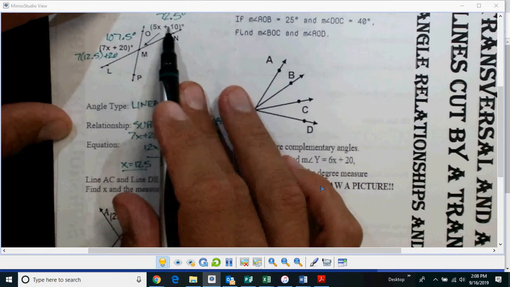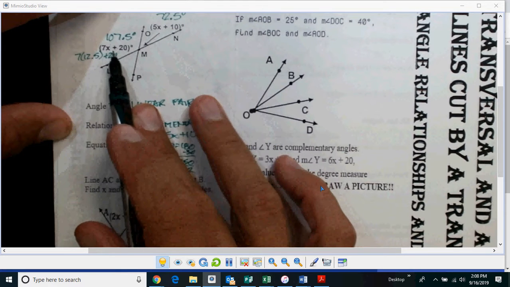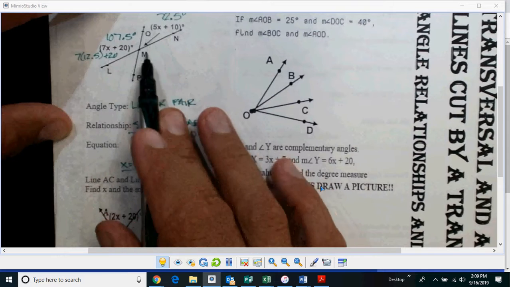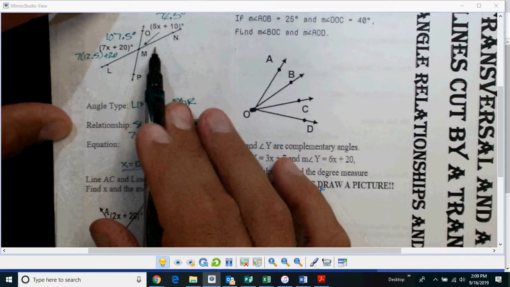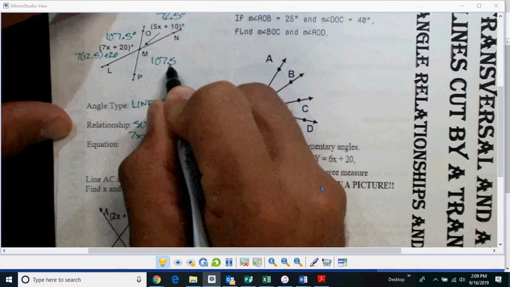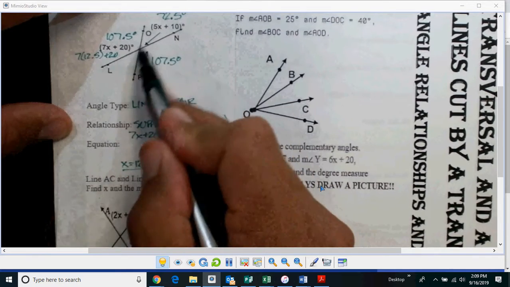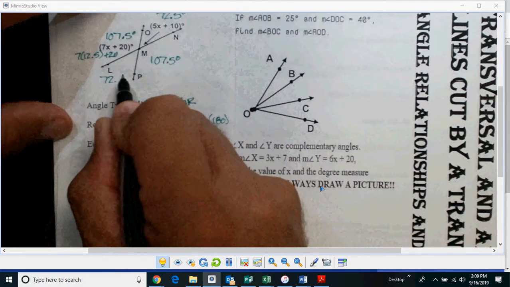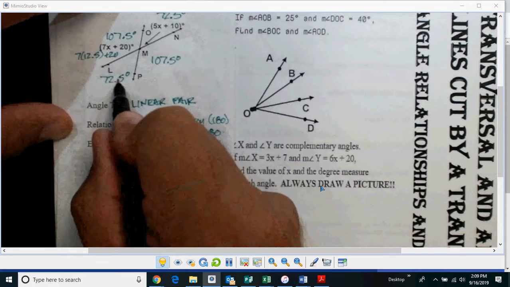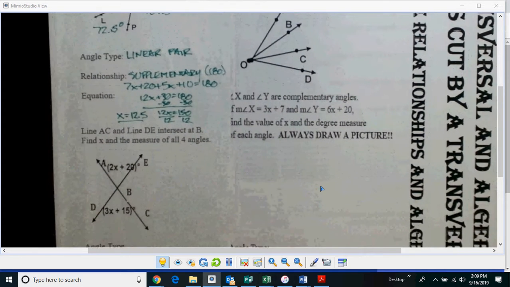How do we figure out this one was 72.5? We did 180 minus this one, right? So these two together should also equal 180, so that's 107.5. So this one's 107.5. It's also vertical with this guy. So these two are vertical angles, so that makes this one 72.5. All right? Questions there? On we go.